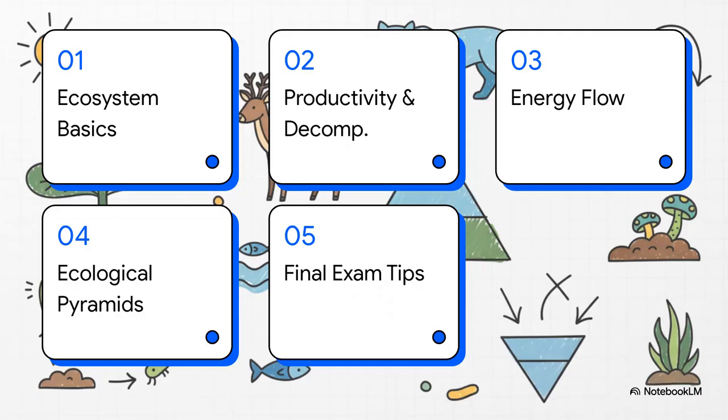Okay, so here's our game plan. Super simple. First, we'll say hello to the ecosystem and understand the basics. Then we'll look at how energy gets made and how stuff gets recycled. That's productivity and decomposition. After that, the flow of energy, followed by those ecological pyramids. And to finish, I'll give you my top exam tips. So, are you ready? Let's begin.